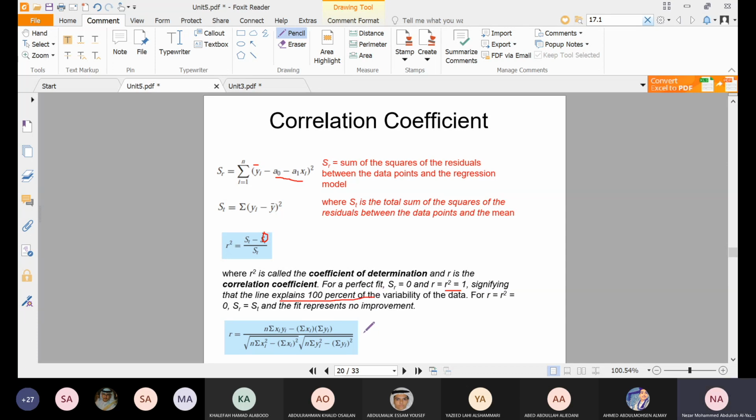If we have a reduction in error, we can determine how much improvement we have in our fit. So it might be 86% or 50%, or no improvement, for example, if R squared equals 0.